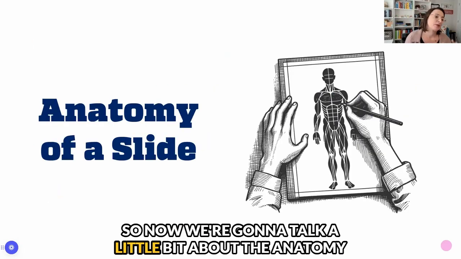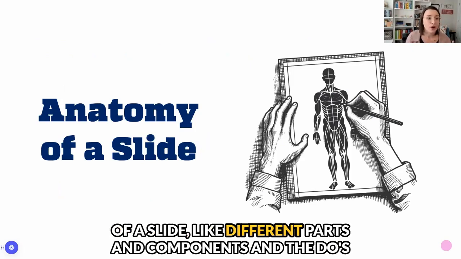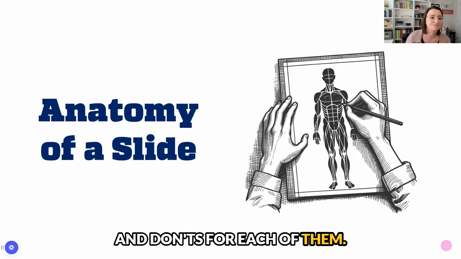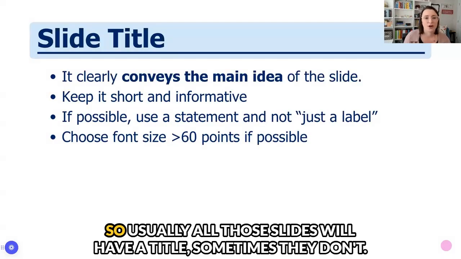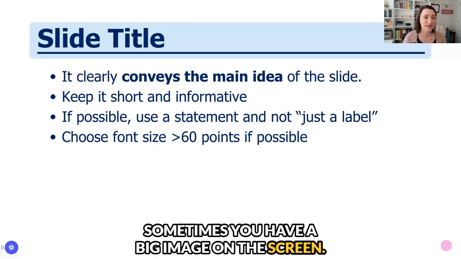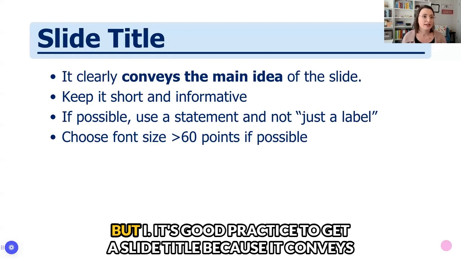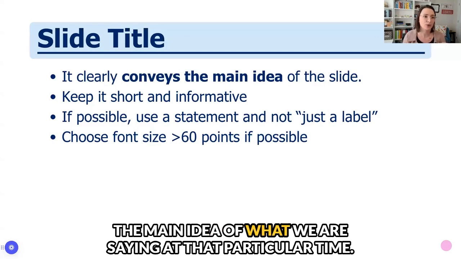So now we're going to talk a little bit about the anatomy of a slide, like different parts and components and the do's and don'ts for each of them. So usually all the slides will have a title. Sometimes they don't. Sometimes you have a big image on the screen. That's perfectly fine. But it's good practice to have a slide title because it conveys the main idea of what we are saying at that particular time.